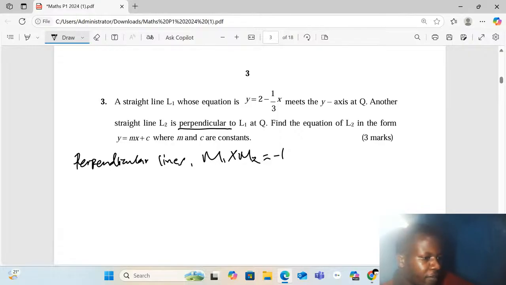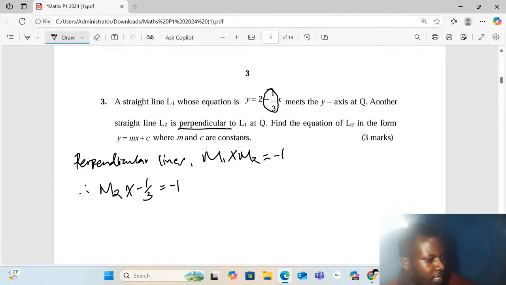Now we are having M2, therefore M2 times, now our gradient here is -1/3. Our M1 is -1/3. So M2 times our M1, which is -1/3, will give us what? -1.